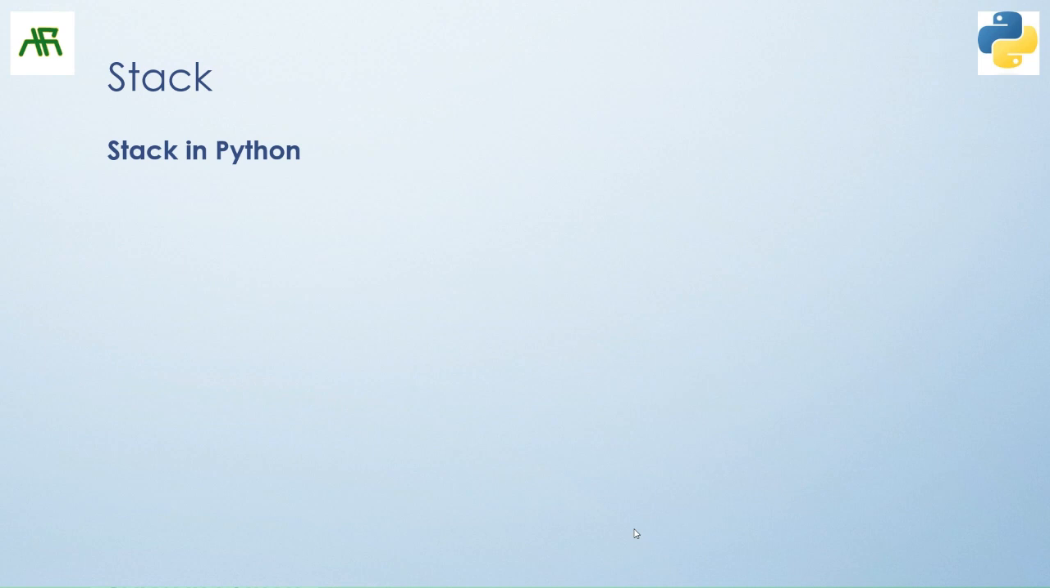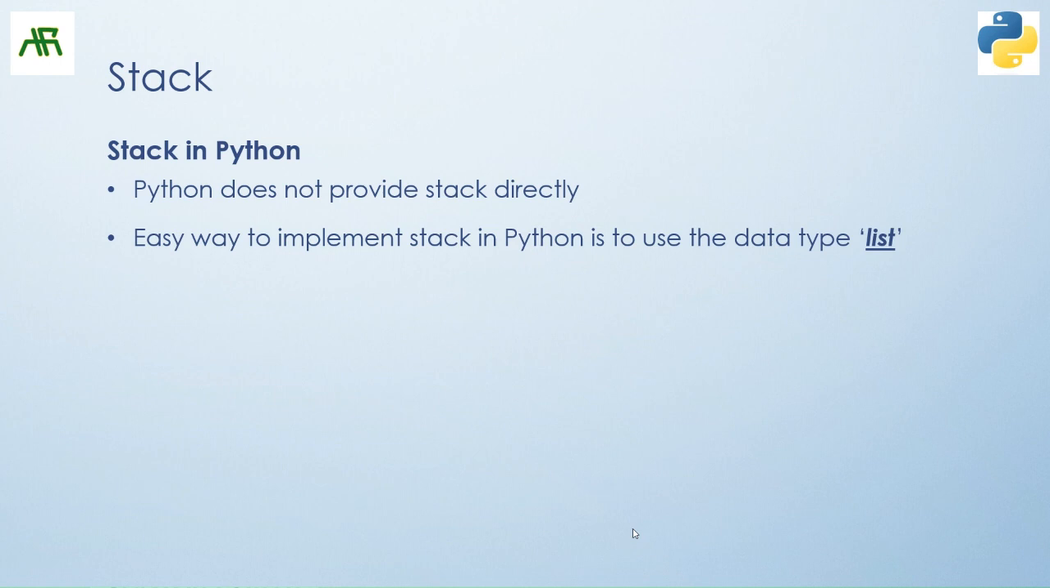Now, how do we implement a stack in Python? We mentioned that stack and queue are not available in Python by default, as Python does not provide them as standard structures, but we can implement them with some operations and functions. How do we do that? An easy way to implement a stack in Python is to use the data type list. A list handles elements which are arranged in a linear format one after the other. So it's an ideal candidate for implementing a stack.